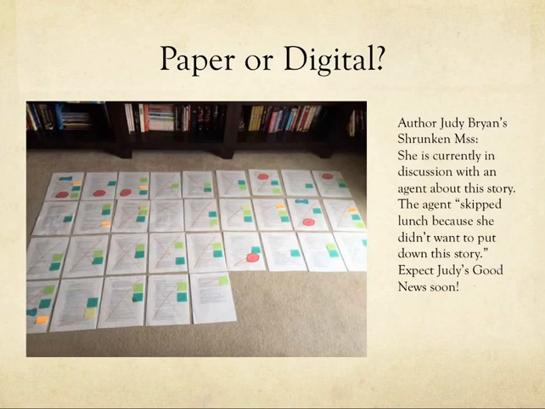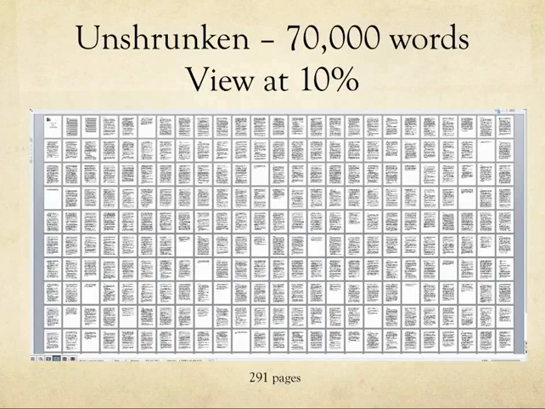Now, the advantage of digital is that you can save paper, which is what this started with to begin with. You can also toggle between the 10% view and the 250% view, so you can actually read your manuscript even at a small size. So the digital has been very interesting to work with. So this is my work in progress. It's about 70,000 words, 291 pages.